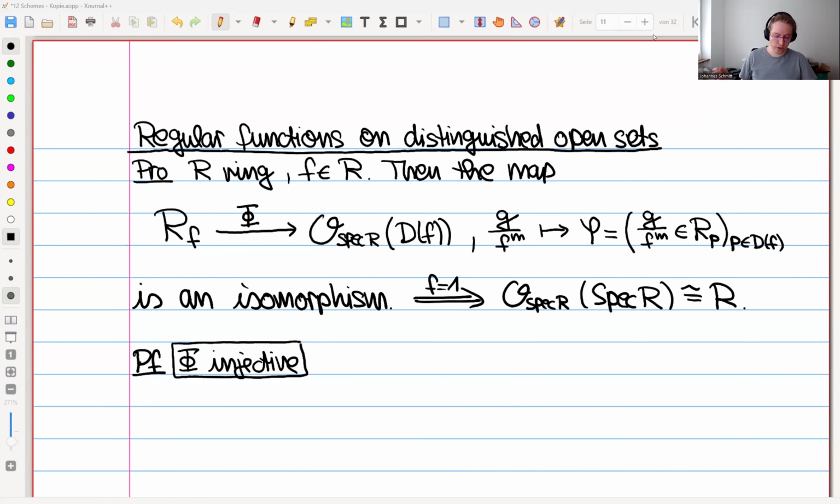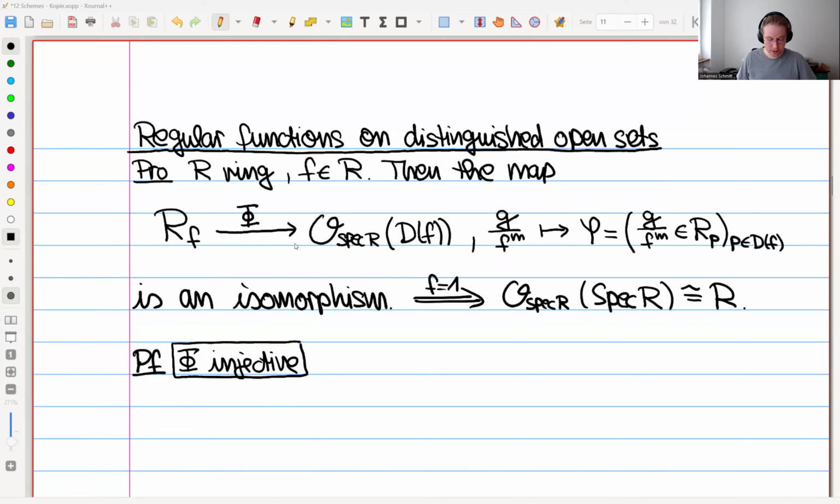Okay, so now that we know what the regular functions are, the big result in this video will be calculating them on these distinguished open sets. Let's say R is a ring and F is in R, and we have this distinguished open set D(F). We can look at the regular functions, and the claim here is that the regular functions are exactly given by the localization of R at the element F.